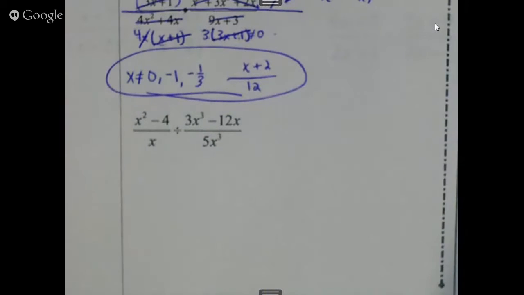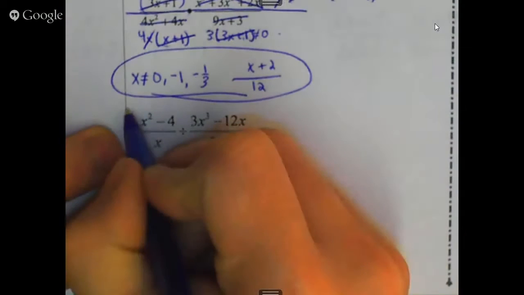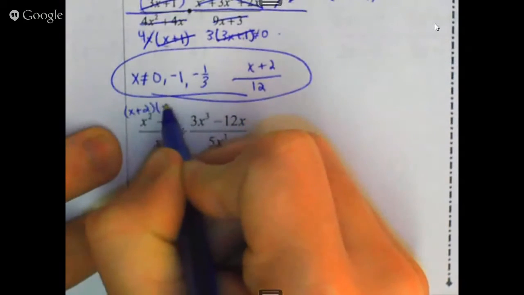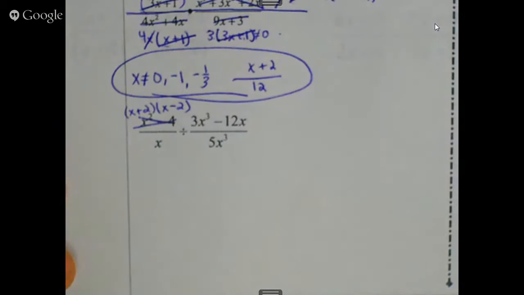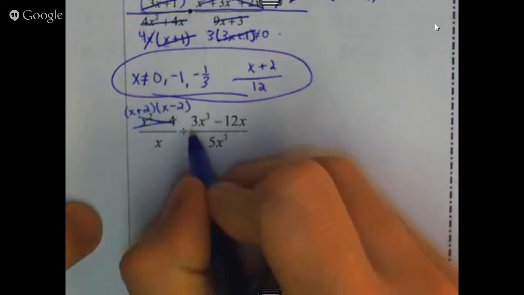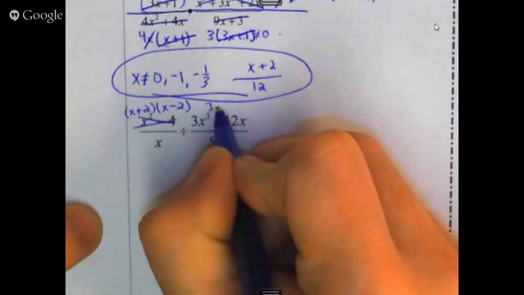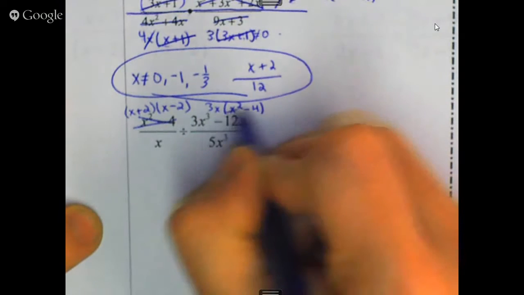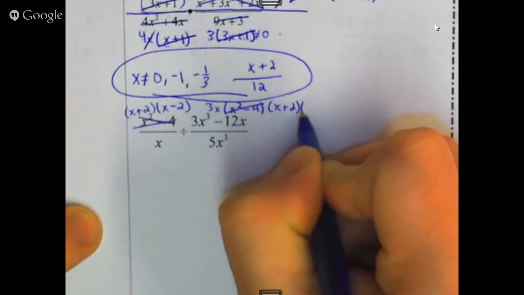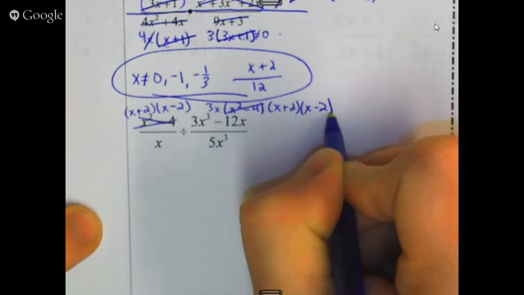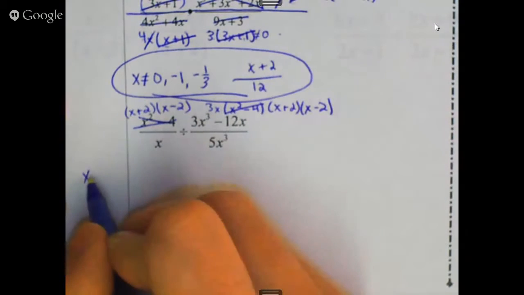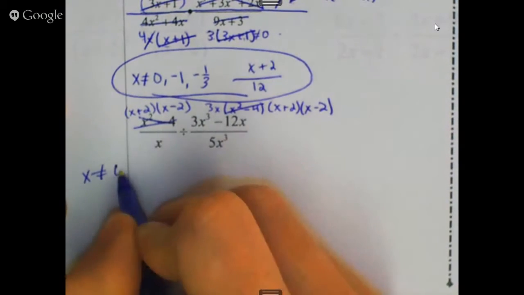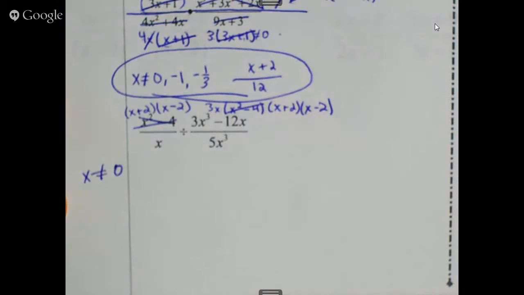Check out division. Again, factor everything. So x plus 2, x minus 2. If you're not comfortable factoring, we need to get you there, so come in and get some help on that. Here, let's factor out a 3x, so I get x squared minus 4. Again, this can factor, so we'll say x plus 2, x minus 2. Restrict your domain. So x cannot equal 0 and 0 there. So that's it for now.